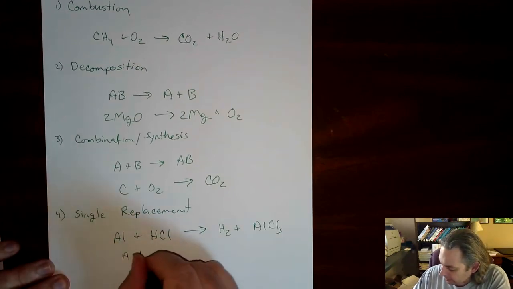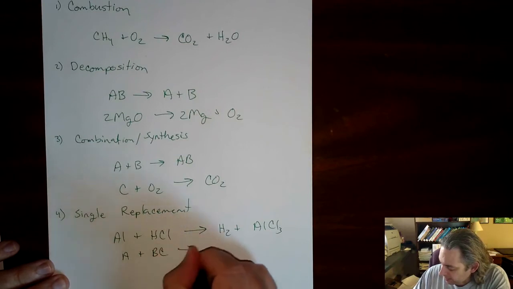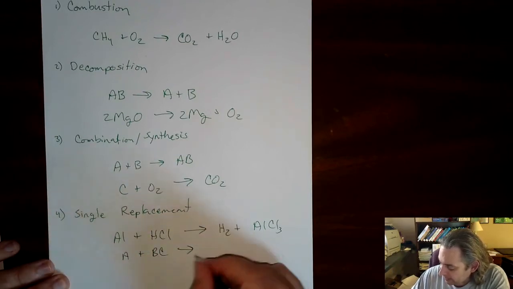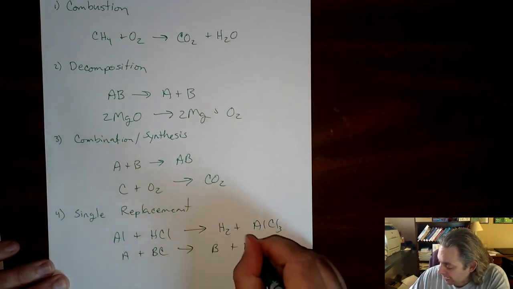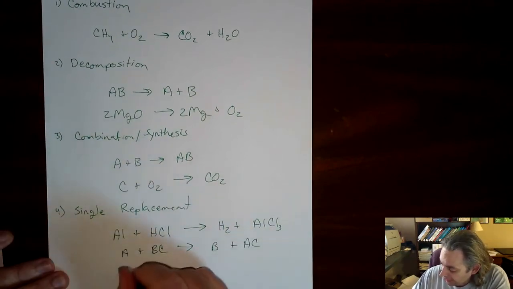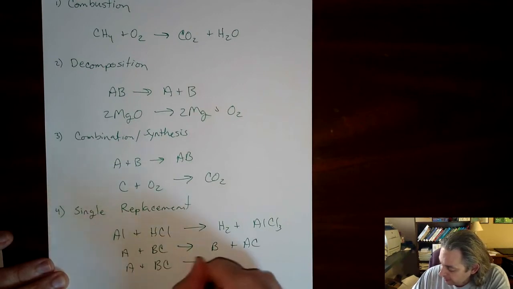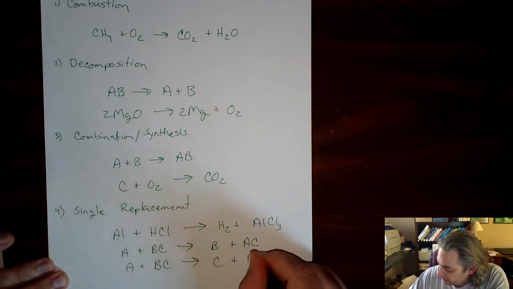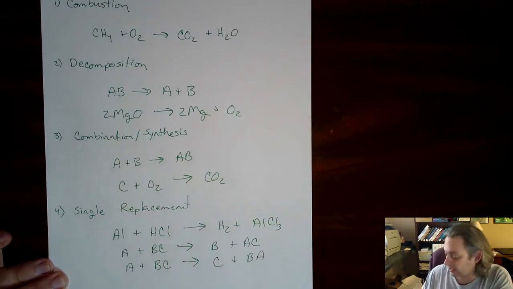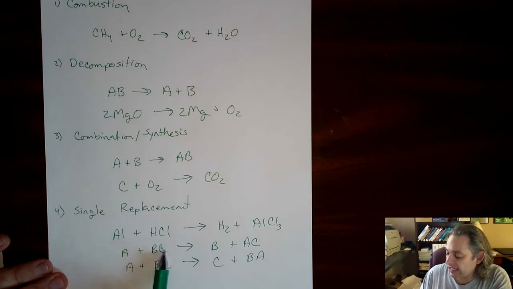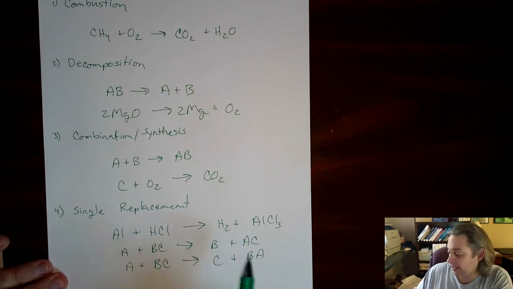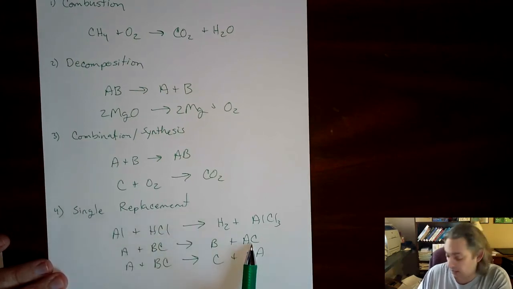Generically, what we're doing is we have A plus BC, where A and B flip spots to make B plus AC. Now we could also have A plus BC making C plus BA as another possibility. So these are all single replacement, where we have one element and a compound reacting together to make a separate element and a different compound.